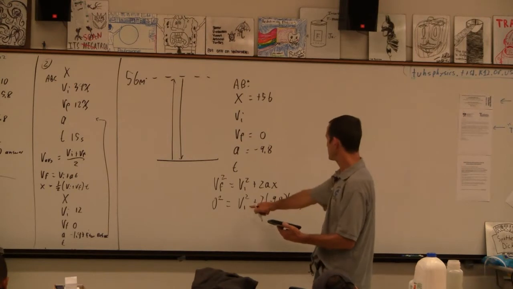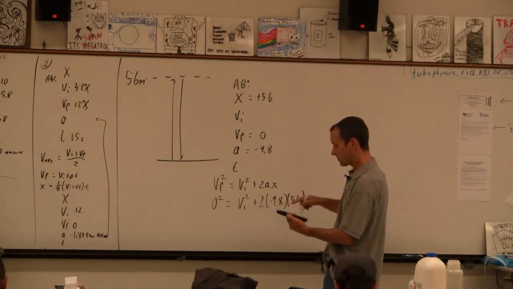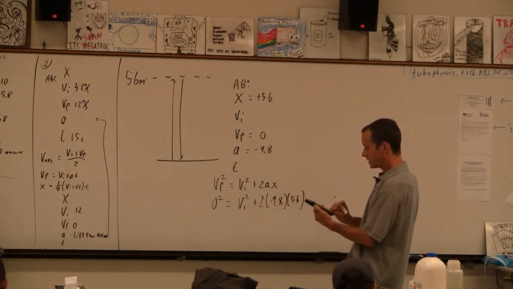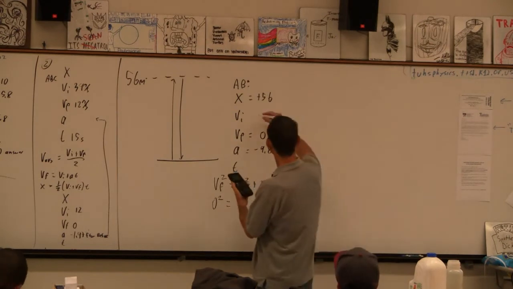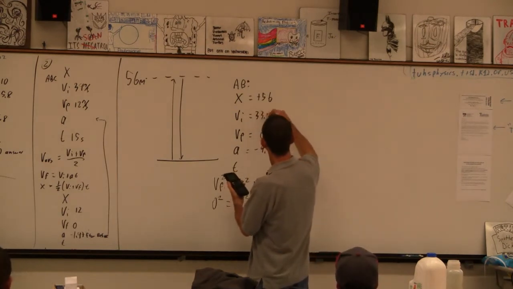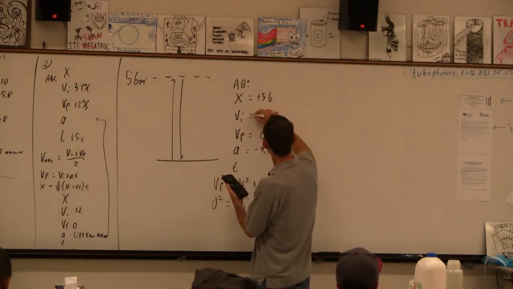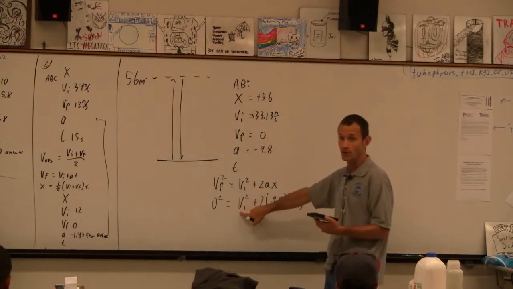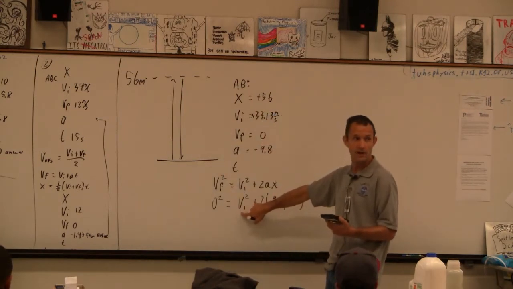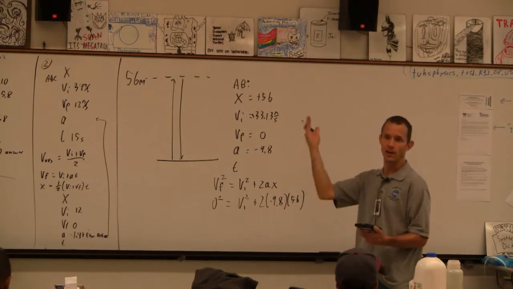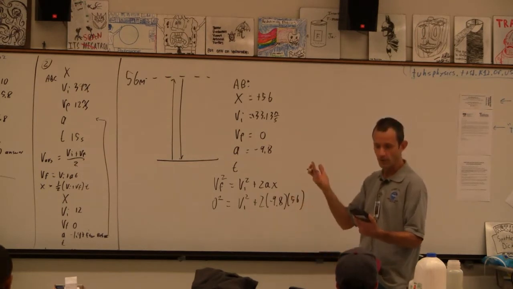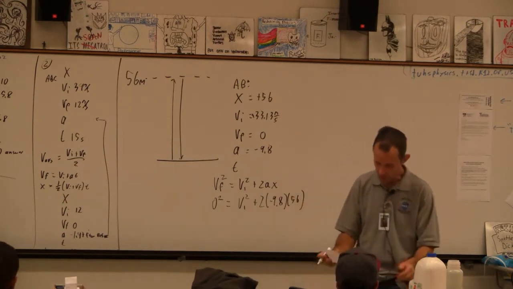So basically VI is going to be the square root of this, and just make that positive. And so I get 33.13 meters per second. And that's positive. I could choose either a positive or a negative answer, but I'm going to choose the positive because I know that when it started going up, it's going to be going upwards, which is positive.